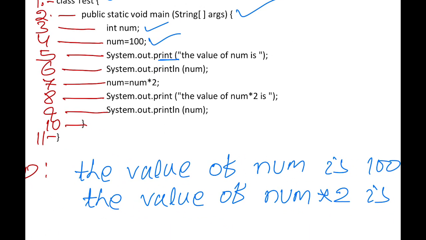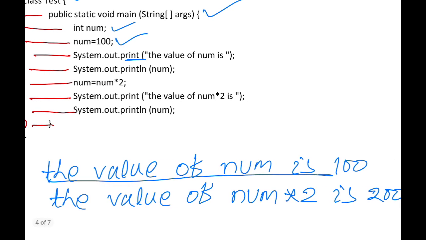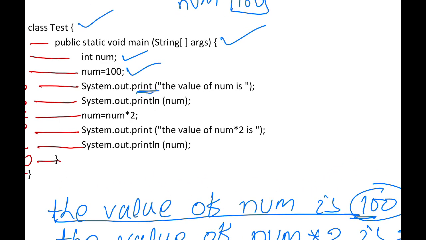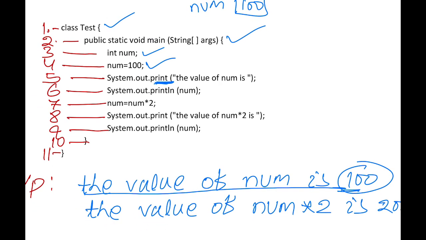Here you can see on the screen it is going to print the value of num is space, and the next output 100 is on the same line. Why? Because here we are using print. If it is println, then a new line character is added. That means the next output that is going to be generated will be placed in the next line in println, but in print it is same line.